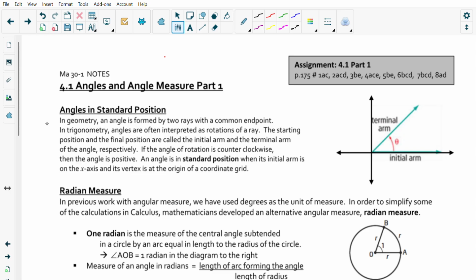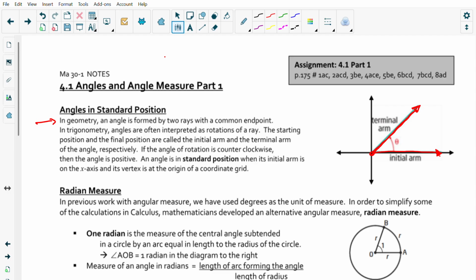So in geometry, an angle is formed by two rays with a common endpoint. So this would be a ray. A ray starts with a point and ends in an arrow. Here's another ray, right? The initial arm, terminal arm, and that's how we form an angle. The starting position and the final position are called the initial arm and terminal arm of the angle respectively.